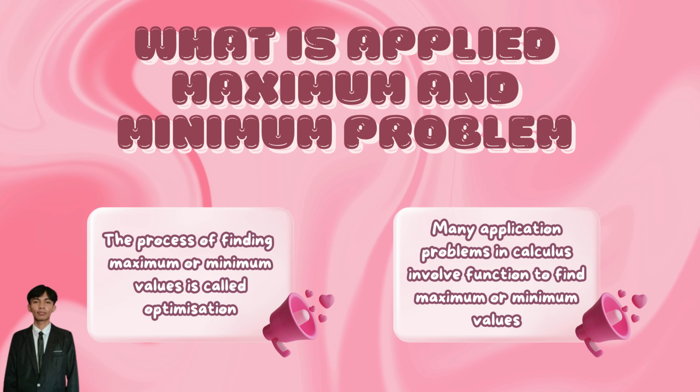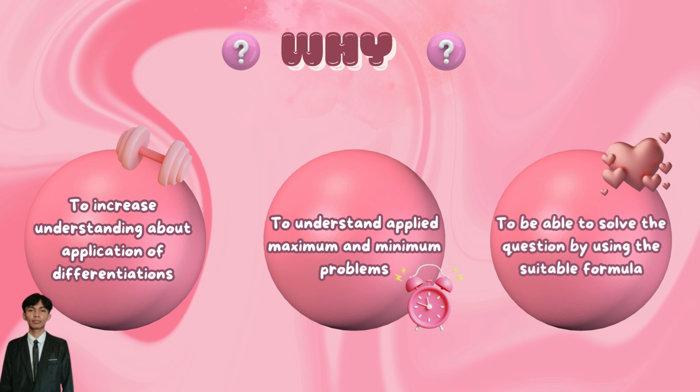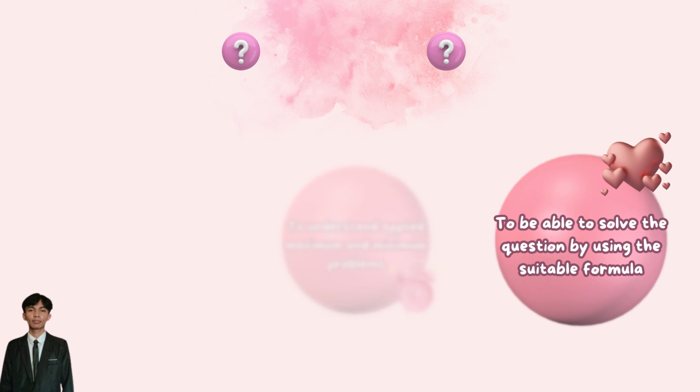Applied maximum and minimum problems are about the process of finding maximum or minimum values, which is called optimization. Many application problems in calculus involve functions to find maximum or minimum values. So why do we use applied maximum and minimum problems in calculus? The first is to increase the understanding about application of differentiation. Next, to understand applied maximum and minimum problems. Last but not least, to be able to solve the question by using the suitable formula.